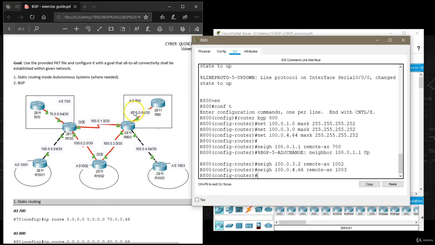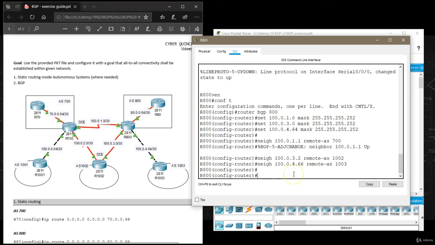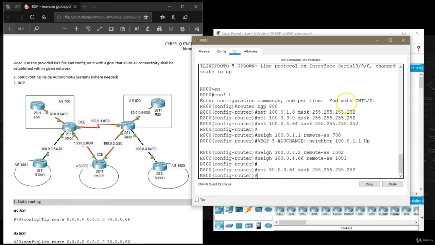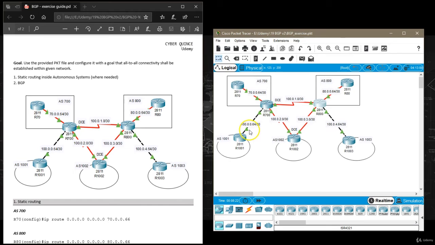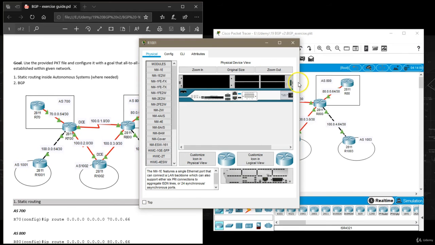This router also has this internal network that we also want to advertise with the network command. So it's going to be network 80.0.0.64 mask 255.255.255.252. And that's it for router 800. Let's move on to router 1001.